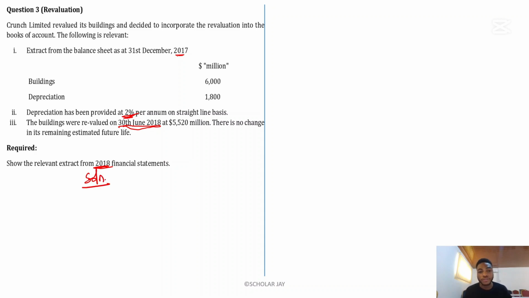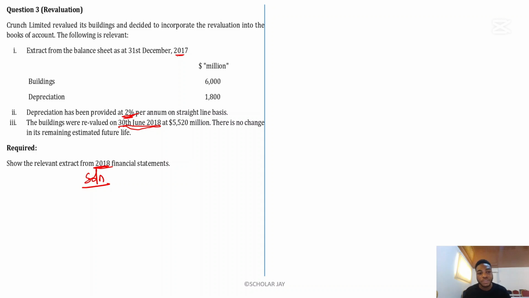Now, let me give you one trick. What it means is that before this question came to revaluation, the company adopted a cost model where they only have the cost, then they subtract depreciation. As you can see, depreciation is 1,800. As at 31st December 2017, depreciation has already been calculated for a number of years. We don't know those number of years, right? But they've given us the bulk figure. They've given us the actual cost because they said depreciation is on a straight line basis.